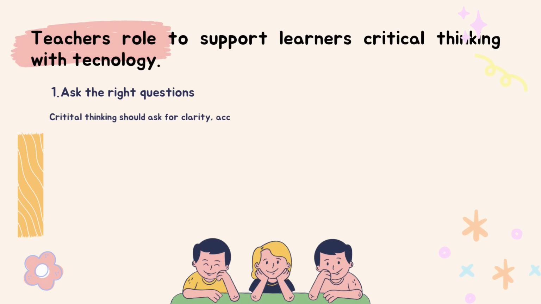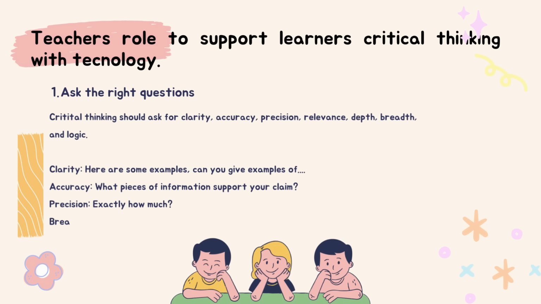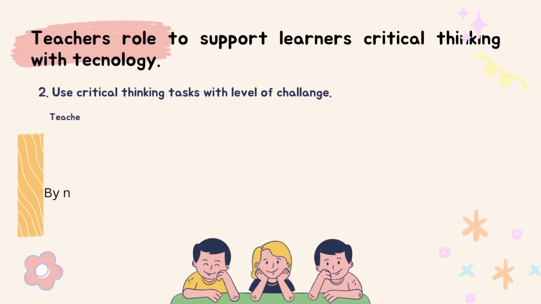What then are the teacher's role to support the learner's critical thinking with technology? Number one is to ask the right questions. Critical thinking should ask for clarity, accuracy, precision, relevance, depth, breadth, and logic. Here are some examples. Clarity: Can you give more examples? Accuracy: What pieces of information support your claim? Precision: Exactly how much? Breadth: What do you think will the other group say about the issue?